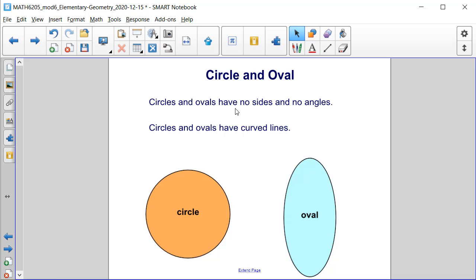Circles and ovals have no sides and no angles. They're simply curved lines that do start and end at the same point. So here's a circle, and here's an oval, and it's also known as an ellipse.